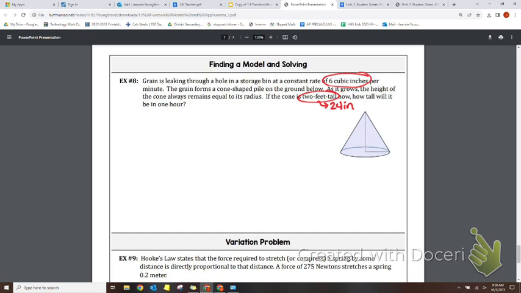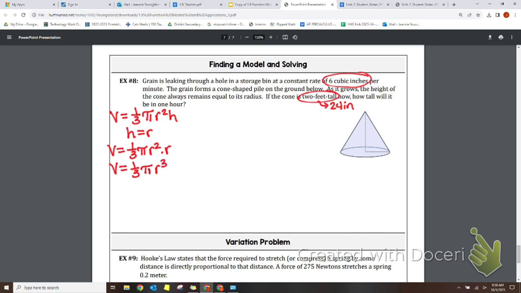So we're looking at volume. We're talking about the amount of something inside of the storage bin. So we know that volume is equal to 1/3 pi r squared h. And it told us here, as it grows, the height of the cone always remains equal to the radius. So we know that the height is equal to the radius, which means we have V is equal to 1/3 pi r squared times r, or we could say h squared times h, whichever one. I just went with the r. So we know it's 1/3 pi r cubed.